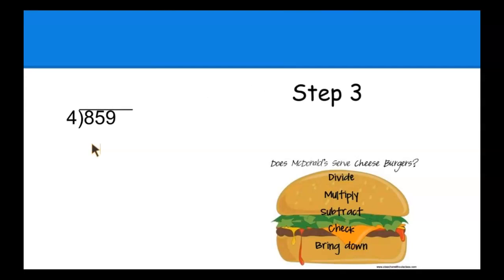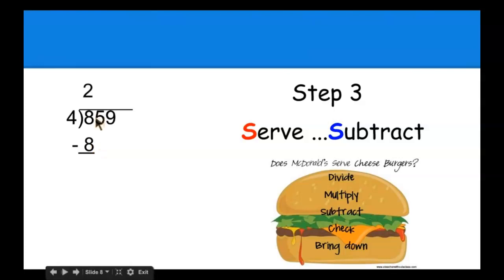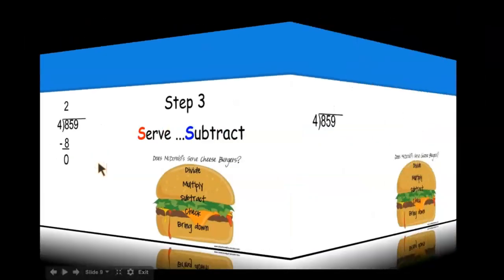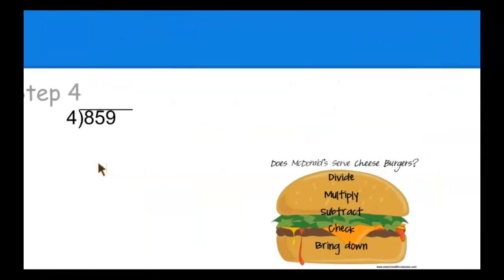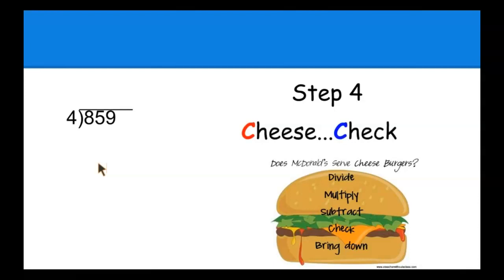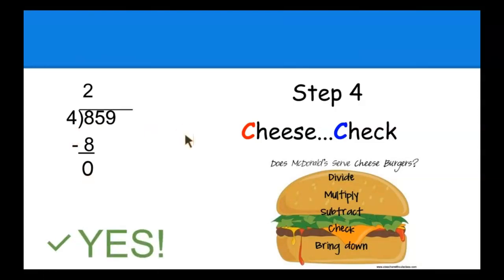Step 3, does McDonald's serve, for subtract. So we're going to subtract 8 minus 8, which is 0. Step 4, does McDonald's serve cheese, for check. Here we're going to check that our answer when we subtract is smaller than our divisor. If it is, we can move on. And yes, it is.